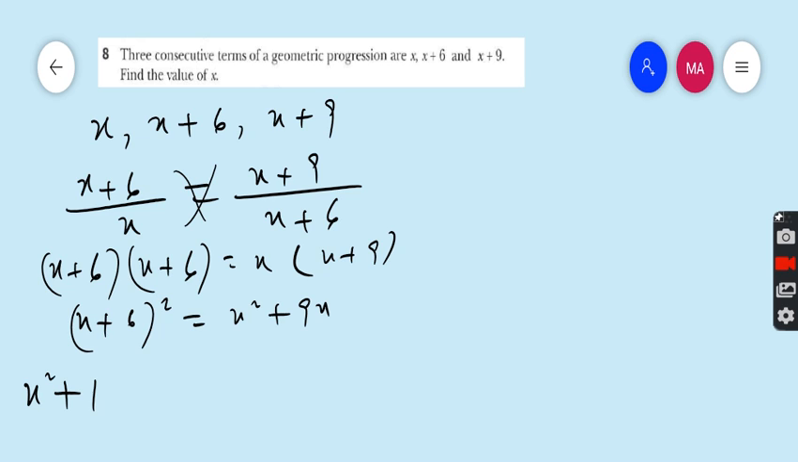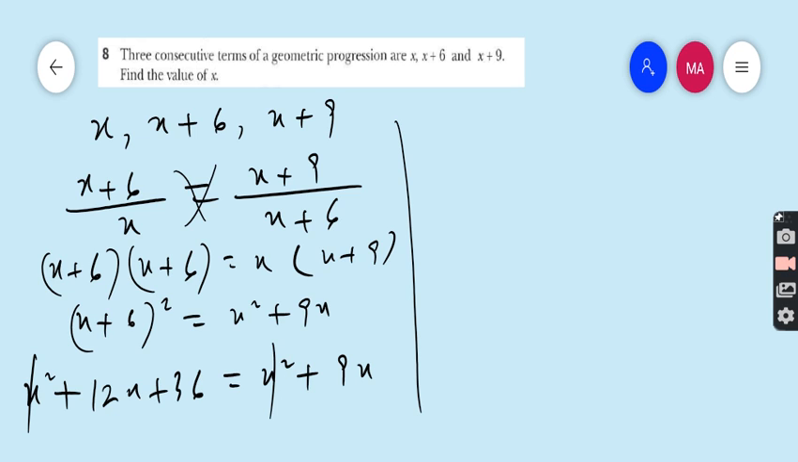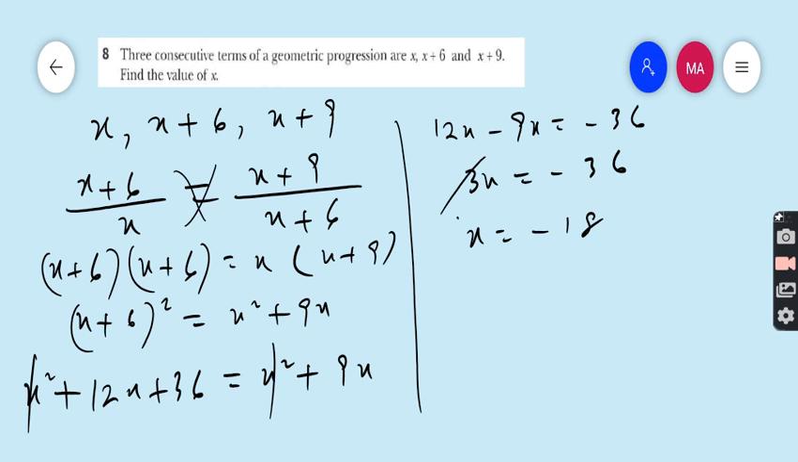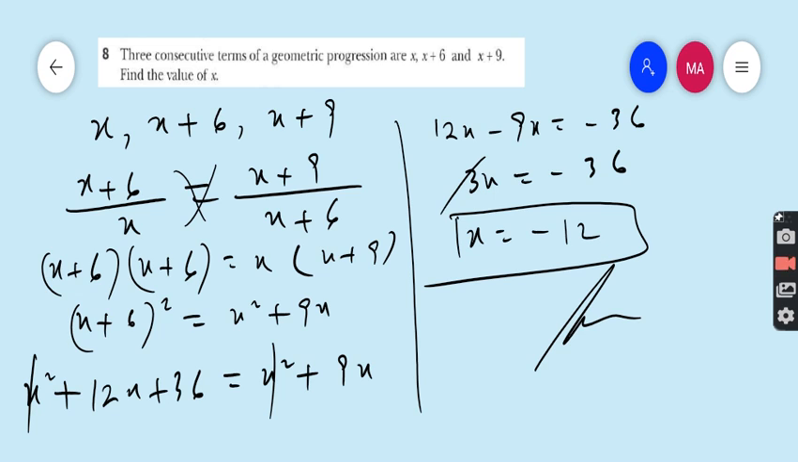x square plus 12x plus 36 is equal to x square plus 9x. x square cancels with x square. 12x minus 9x is equal to minus 36. 12 minus 9 is 3x is equal to minus 36. So x is equal to minus 12. That's why I told you it is the easiest question of this exercise. This is question number 8. Move to question number 9.